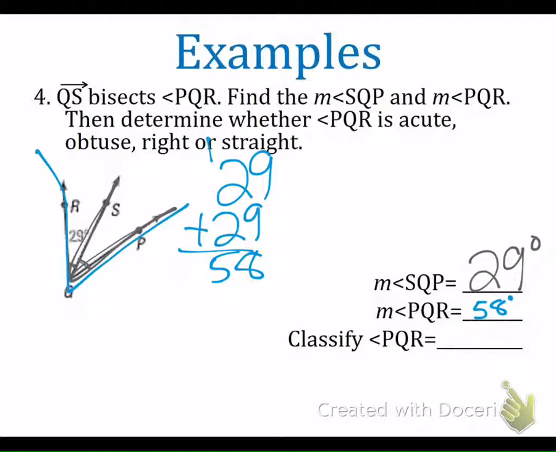All right, now a little review from the first chapter. We are supposed to determine if angle PQR is acute, obtuse, right, or straight. PQR, the big one, 58 degrees. Acute. It's acute. It's less than 90, so it's acute. Good. What are your questions?